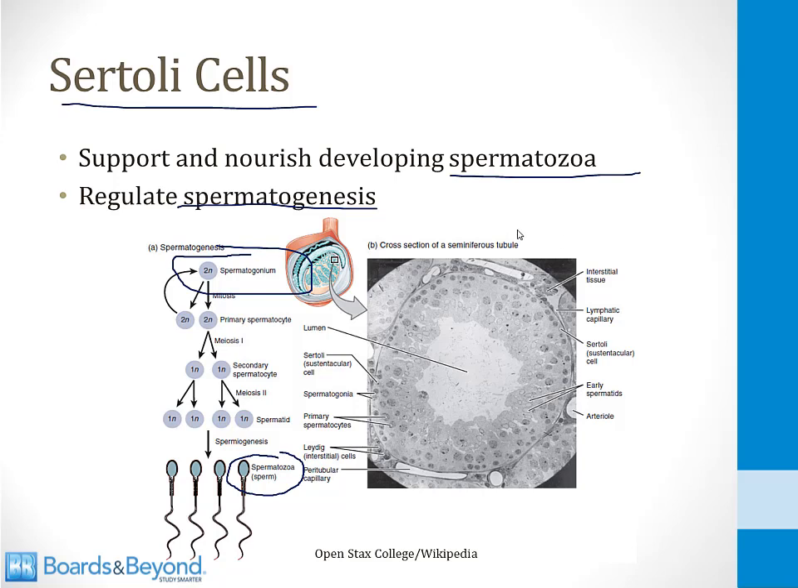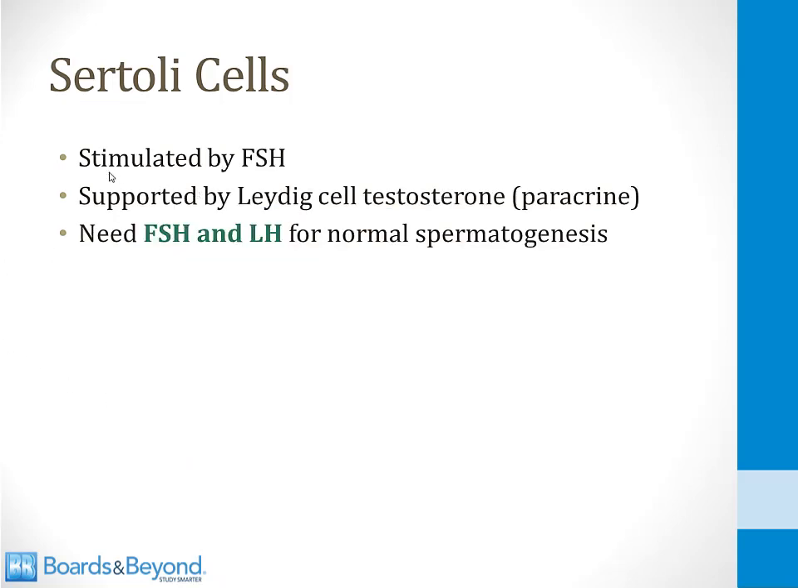This all occurs in the seminiferous tubules, and this is a cross-section through a seminiferous tubule shown on the screen here. The lumen is in the middle. Along the sides here are sperm in various stages of development, and around the periphery are Sertoli cells, like one that is shown right here, which will support the sperm cells through spermatogenesis. Sertoli cells are stimulated by FSH coming from the pituitary, and they are supported by the Leydig cells, which secrete testosterone and release it onto the Sertoli cells in a paracrine fashion. So the important point here is to recognize that you need both FSH and LH for normal spermatogenesis.